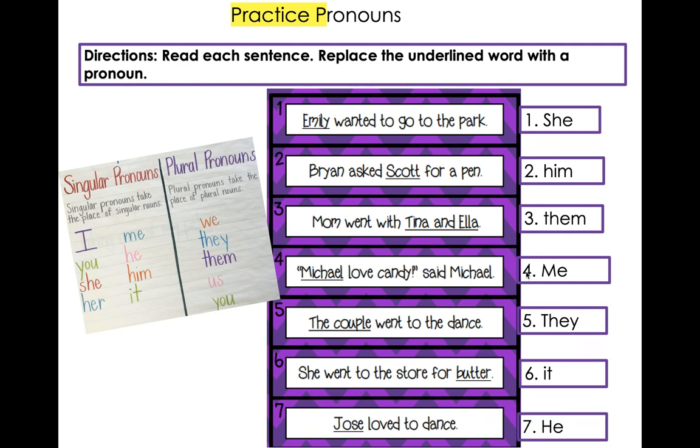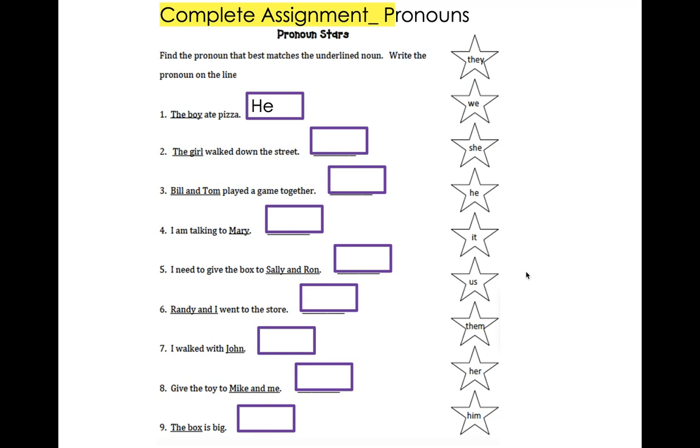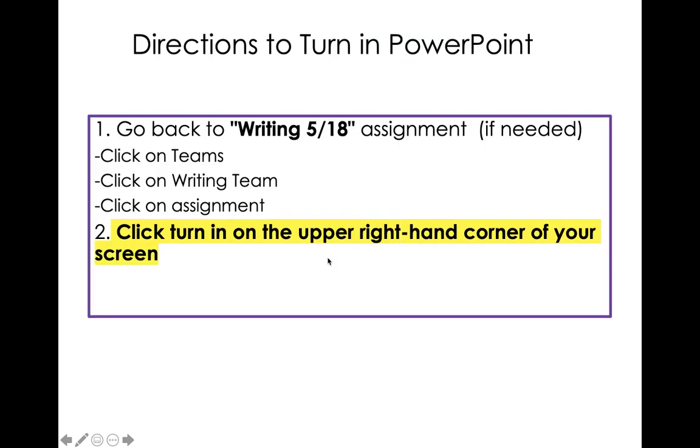So you're going to go ahead and type in the text box and match the sentence with one of the pronouns on the side here. And like I said, replace the underlined word, type it in the text box, and when you are done, you are going to make sure you turn this assignment in.